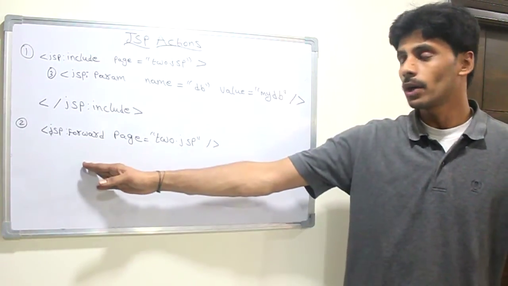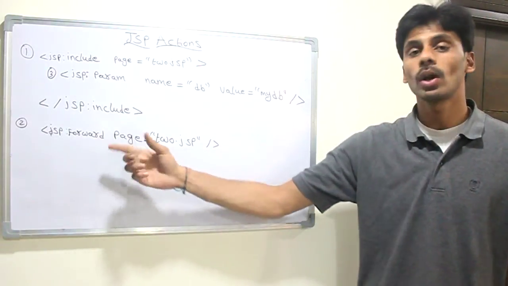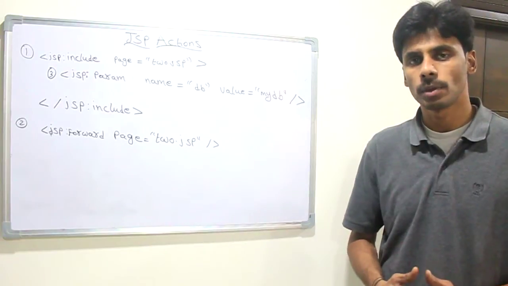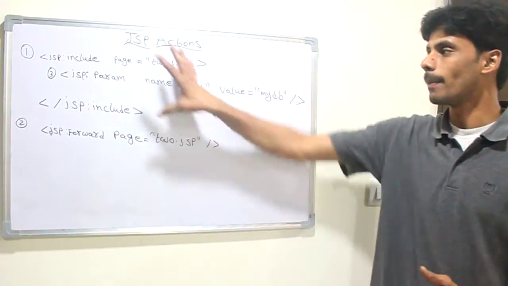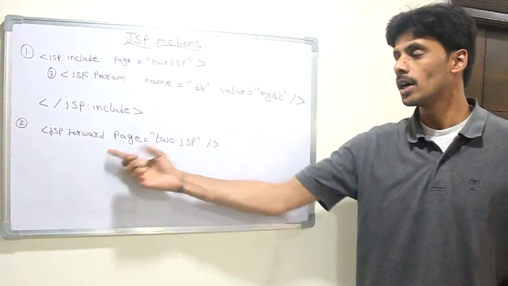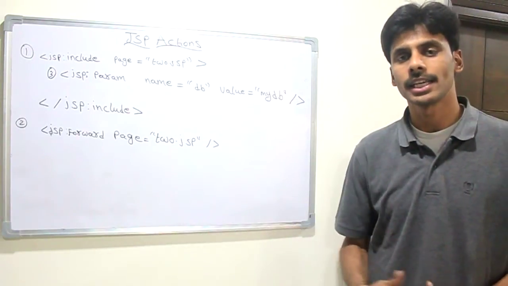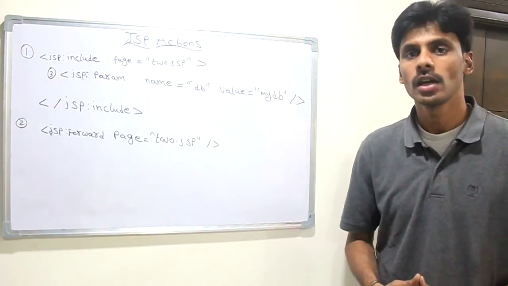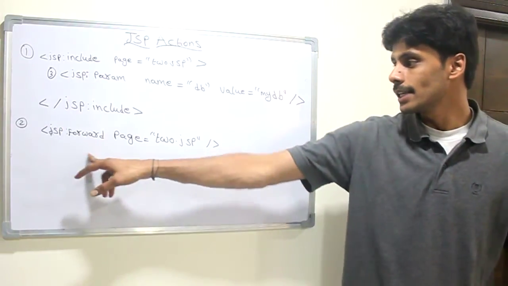The second important action element is the JSP:forward. It forwards the request to another JSP page. Instead of including the output or merging the output of two JSPs, here the control goes to the second JSP and the output, whatever the JSP displays, will go back to the browser. And here is the syntax for it.